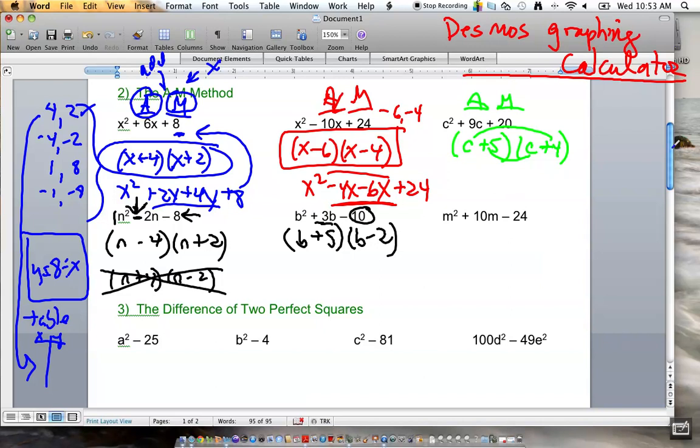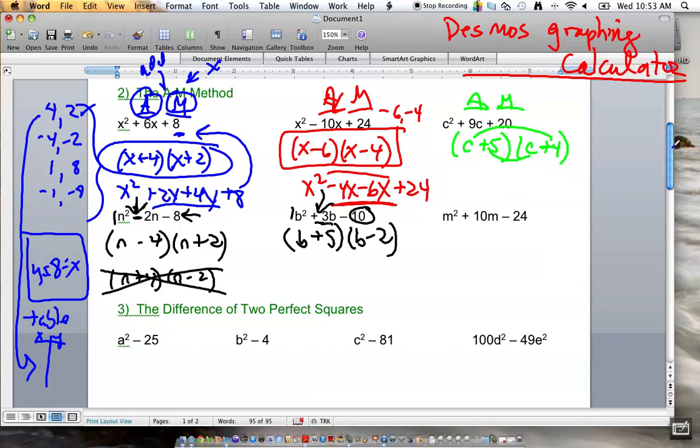Once again, as long as the coefficient in front of the b squared is 1, the a in front of the b squared, so to speak, is 1, then this will be the sign of the bigger number. So it's b plus 5 times b minus 2. If you do a quick mental check, you will get b squared plus, minus 2b plus 5b adds up to +3b minus 10. And in this last case, before we even start, can I ask you, is there a common factor?